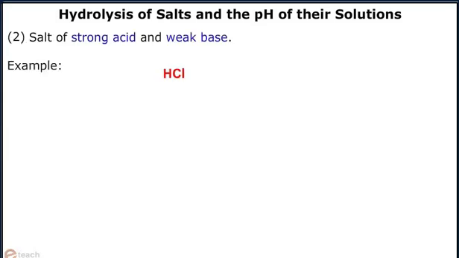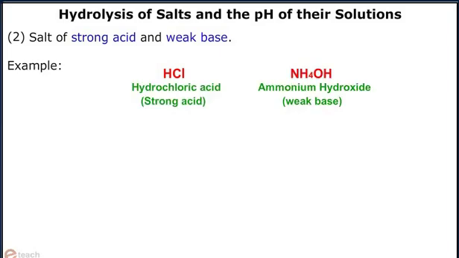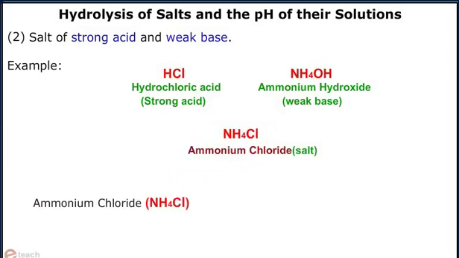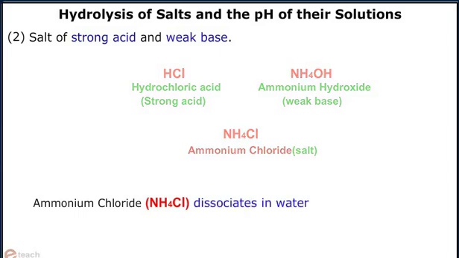The second one is salt of strong acid and weak base. For example, the mixture of HCl, which is strong acid, and NH4OH, which is weak base. Ammonium chloride, that is NH4Cl, dissociates in water.